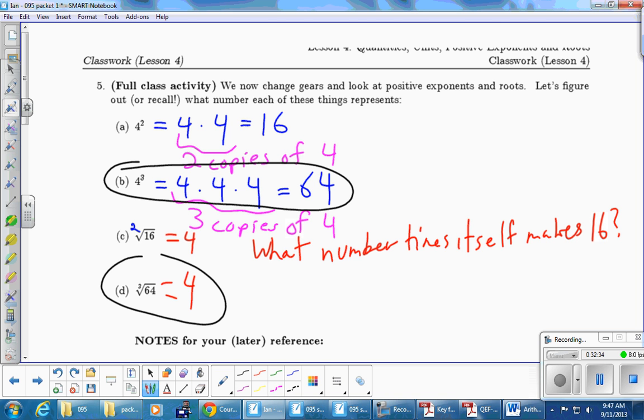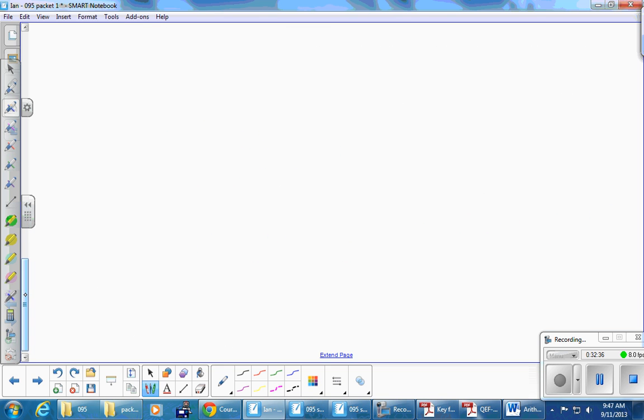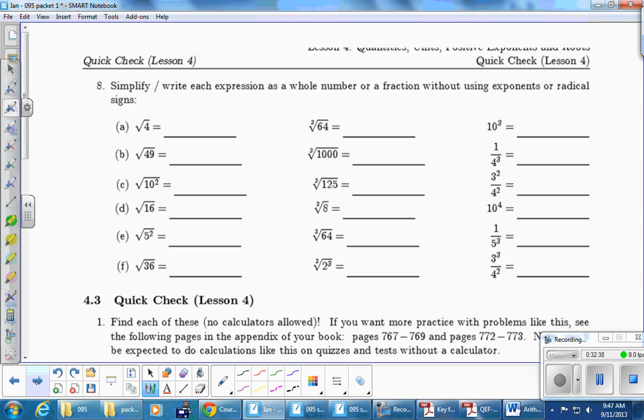Okay, so in the couple of minutes left, can you jump to the next page? And you will find in the middle of the page the quick check. See how far you can get in the time remaining.